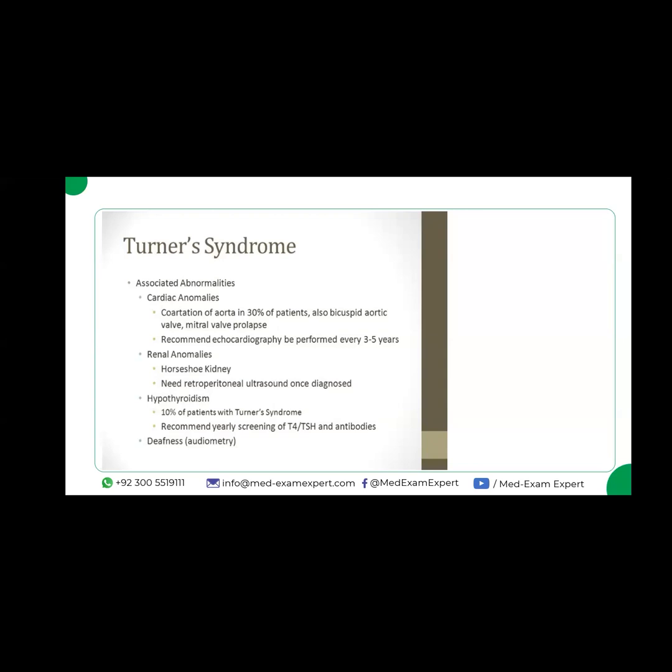They also have associated renal anomalies, the most common being horseshoe-shaped kidneys. So they need retroperitoneal ultrasound once they are diagnosed with Turner syndrome to detect all these renal anomalies. 10% of the patients also have associated features of hypothyroidism, so it is recommended that thyroid function should be tested yearly in these patients. Many of them have sensorineural deafness.